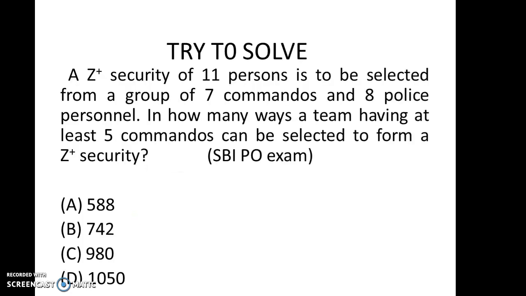The last question is, a Z plus security of 11 persons is to be selected from a group of 7 commandos and 8 police personnel. In how many ways can a team having at least 5 commandos be selected to form a Z plus security? 4 answers are given here. You try to solve it. But the crux of this question is at least 5 commandos. That is the crux of this question. We have to keep it in mind to find the answer. We can see the answer for this question in the next lecture.